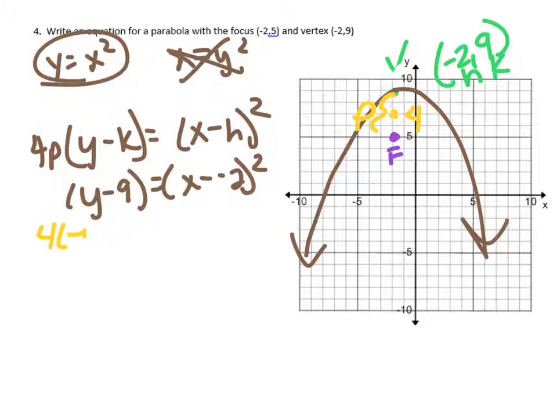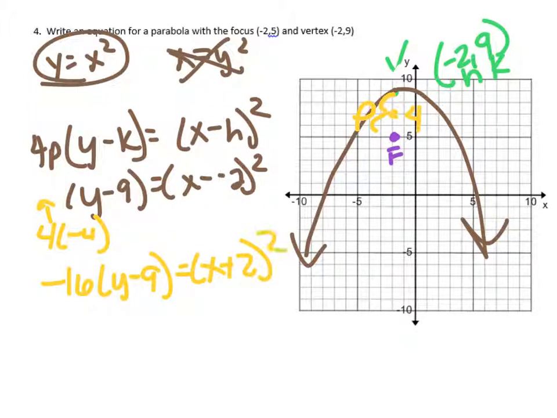So 4 times -4 goes here. Sorry, I ran out of space. So 1, 2, 3, 4. So that's -16. Y minus 9 equals x plus 2 squared.